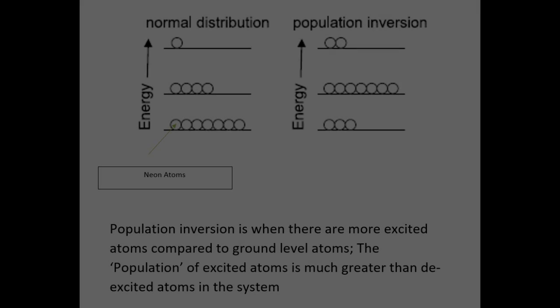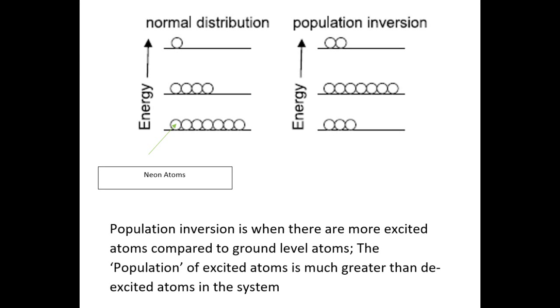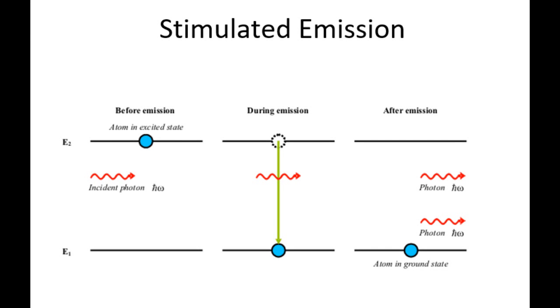For this process of producing photons, population inversion takes place, whereby neon atoms shift from the ground state to a higher energy state. And by population inversion, we mean that there are fewer neon atoms present in the ground state and more neon atoms present in a higher energy state. This process will allow stimulated emission to take place, as we will explain later in this video.